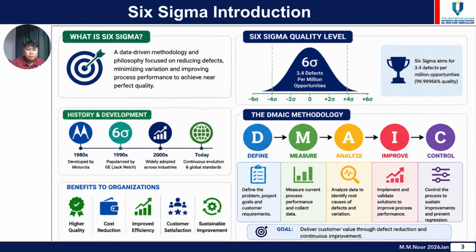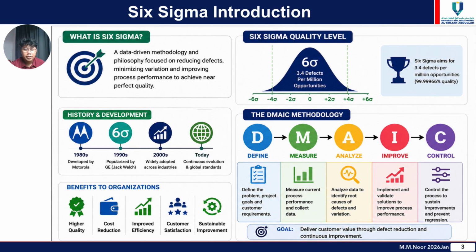And then we can look at the history and development. The timeline shows the development of Six Sigma. It was first developed by Motorola during the 1980s to improve product quality. In the 1990s, General Electric under Jack Welch adopted Six Sigma and achieved significant cost savings. During the 2000s, many industries began using Six Sigma, and today it is recognized globally as a quality improvement standard.